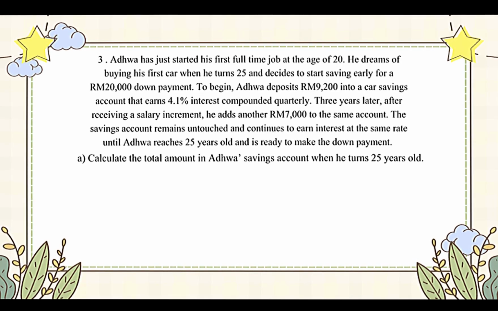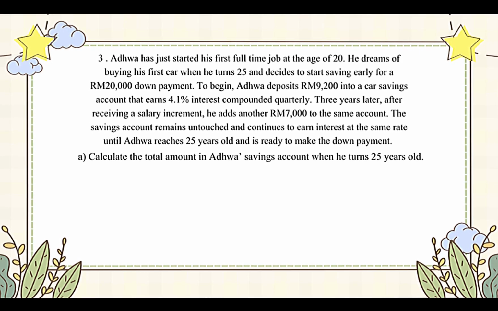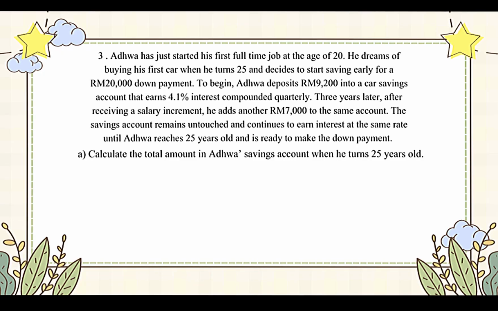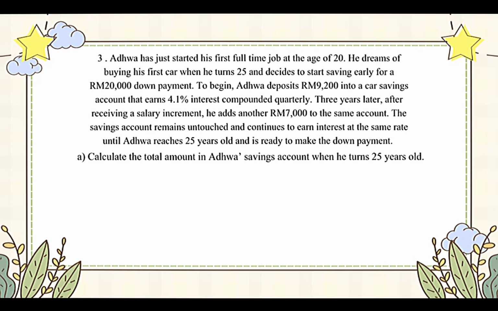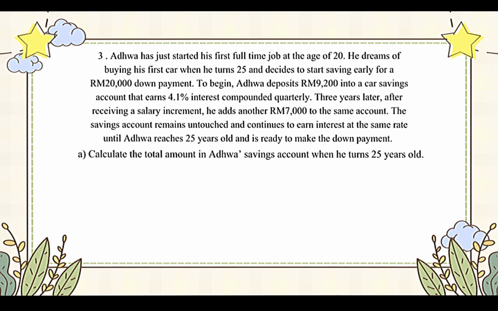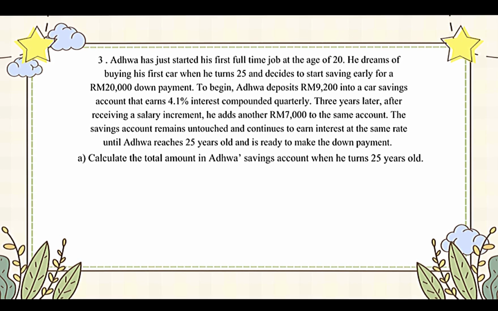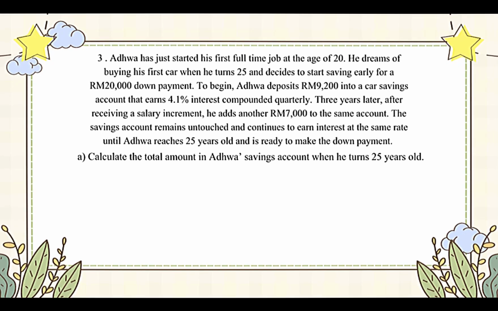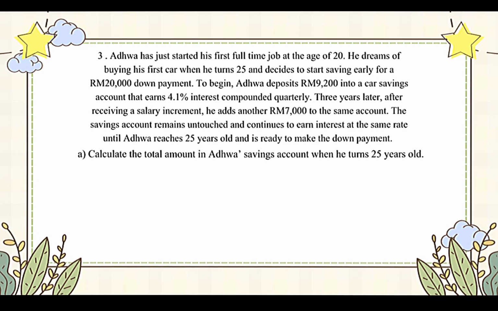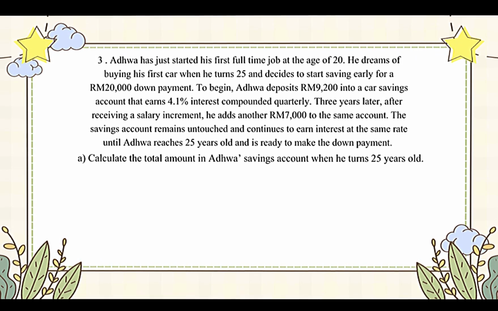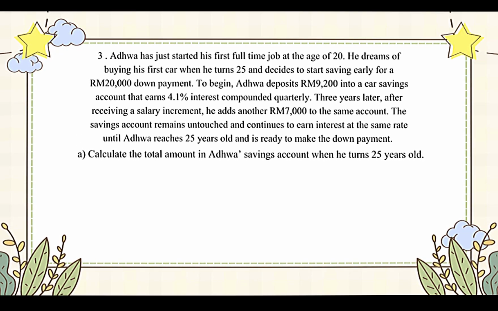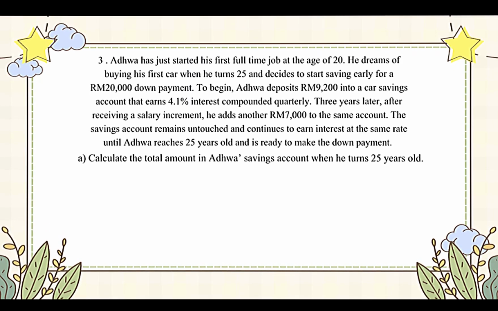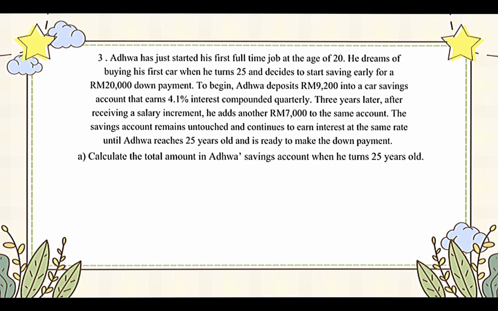On to the third question. Adhua has just started his first full-time job at the age of 20. He dreams of buying his first car when he is 35 and decides to start saving early for a 20,000 ringgit down payment. To begin, Adhua deposits 9,200 ringgit into a car savings account that earns 4.1% interest compounded quarterly. 3 years later, after receiving a salary increment, he adds another 7,000 ringgit to the same account. The savings account remains untouched and continues to earn interest at the same rate until Adhua reaches 25 years old and is ready to make the down payment.